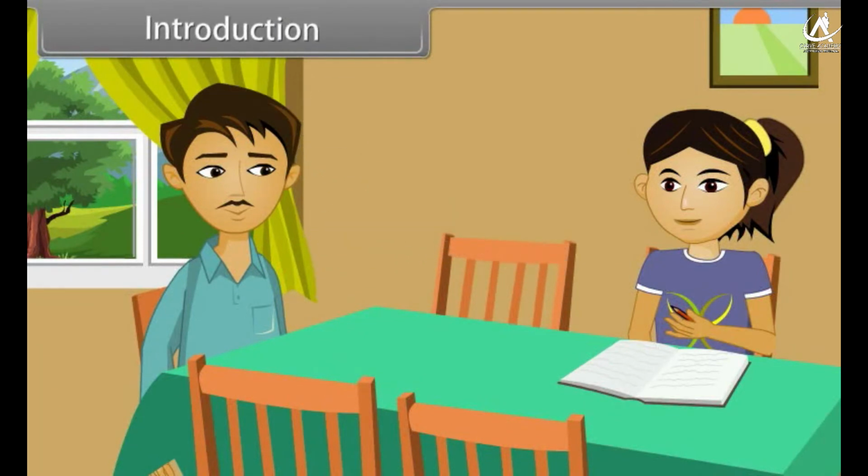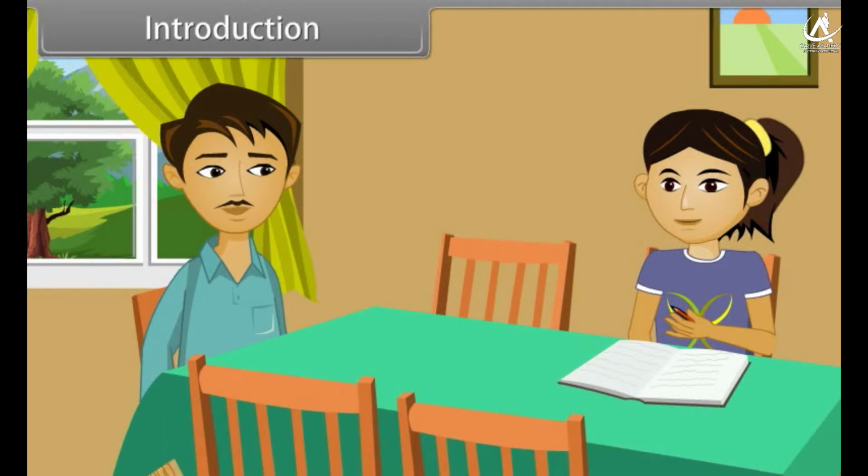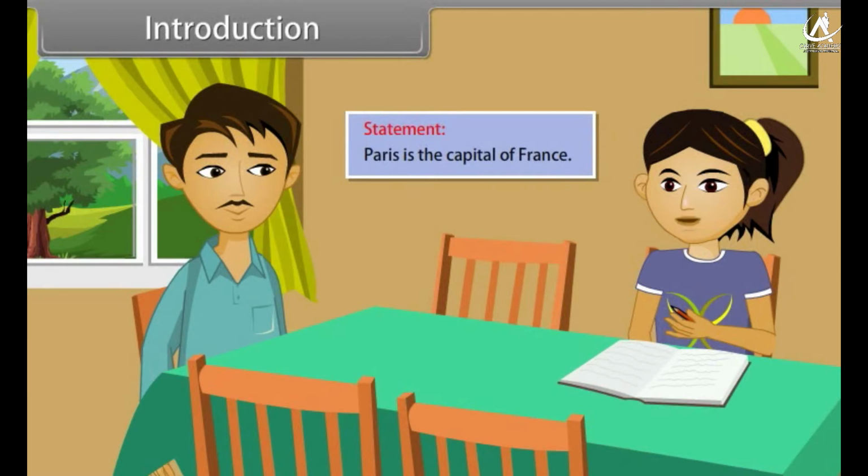Hey Ria, what are you doing? I am doing sentences. Okay. Do you know in mathematics the sentences are also known as statements? No, but how can we call them statements? Would you like to learn more of it? Yes, Father. In this lesson, you will learn the reasoning in mathematics.